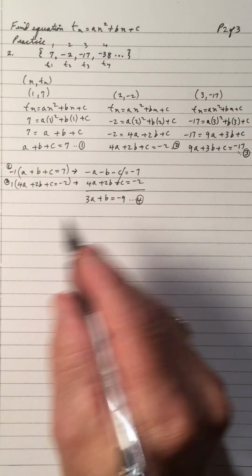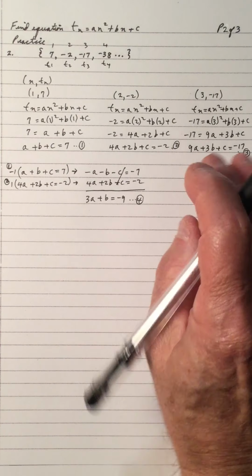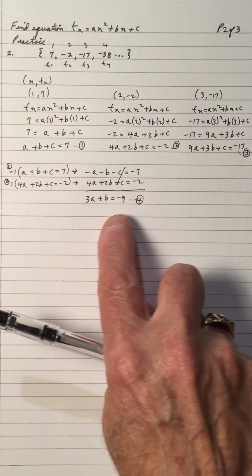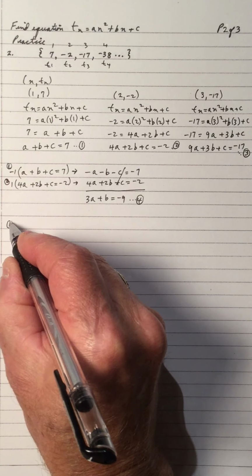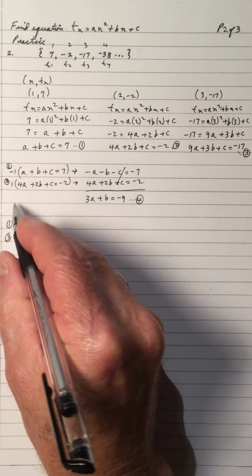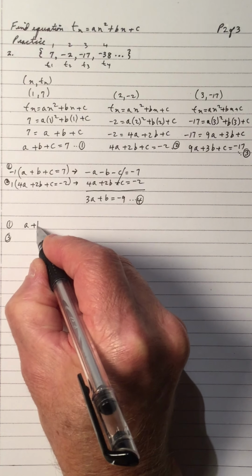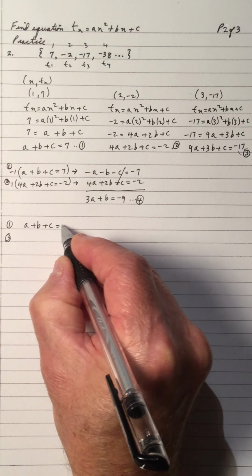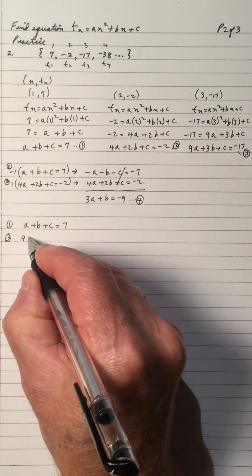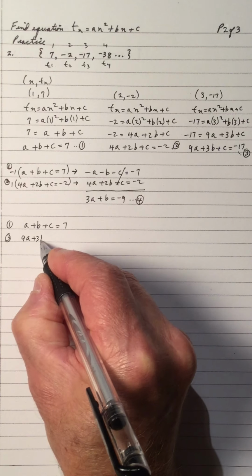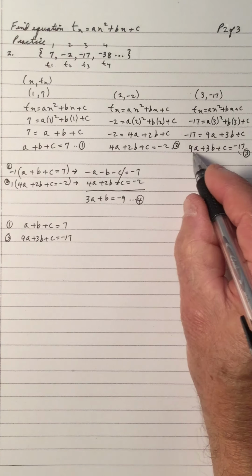Now I'm going to take another pair of equations and get rid of C again. Then I'll have 2 equations with A and B, and that's what I want. So I'm going to take number 1 and number 3. The reason I use number 1 is because I got all 1 coefficients here. There's the number 1 equation. Now I'm going to write down number 3: 9A plus 3B plus C equals negative 17. So there's number 3.